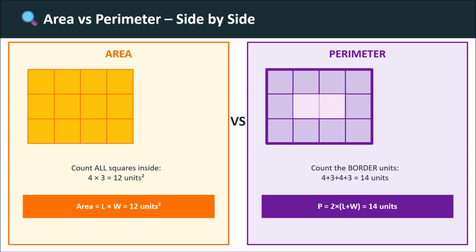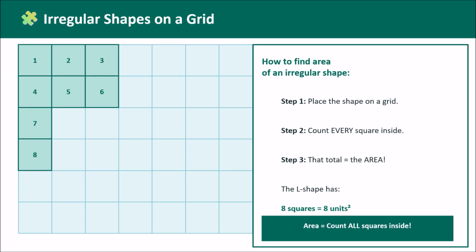So here is a key difference. Area is what is inside. The perimeter is what is around, like putting up a fence or a border. We are having the same shape but two completely different measurements. Cool, right?